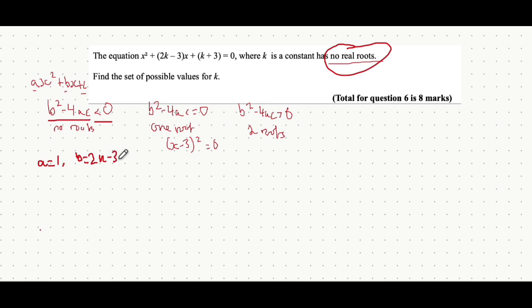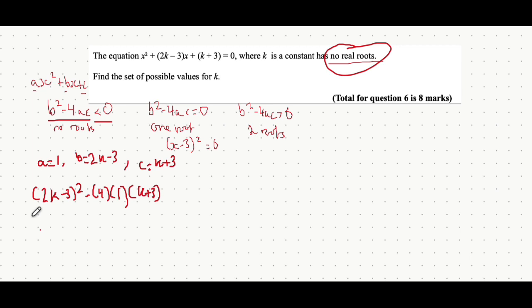Sorry, I got a little mixed up there. So c is going to be this constant here, k plus 3. It tells you that k is a constant, so k and 3 combined make up our constant. Substituting into this discriminant part, we get b squared, which is 2k minus 3, squared, minus 4. I like to put everything in brackets, by the way, just to reduce errors. Multiplied by c, k plus 3.